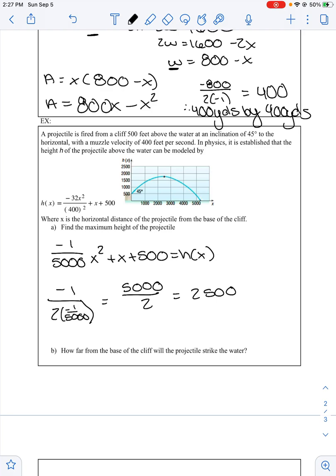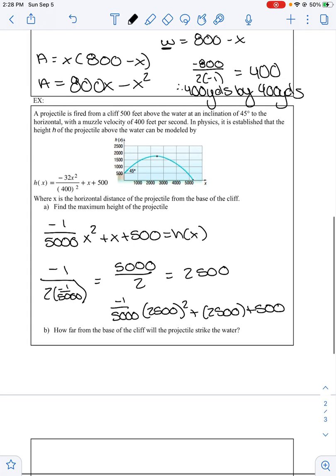So x is at 2,500, so we have to find the height. So we're going to plug 2,500 into our equation. And once you plug this into your calculator, you would get that the height at 2,500 is 1,750 feet.